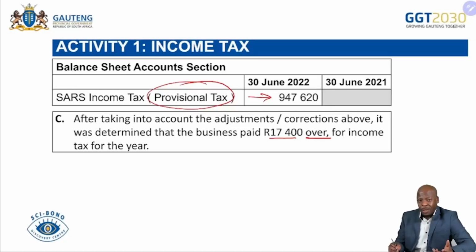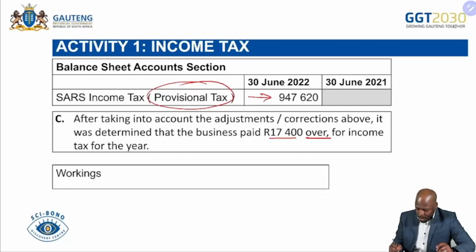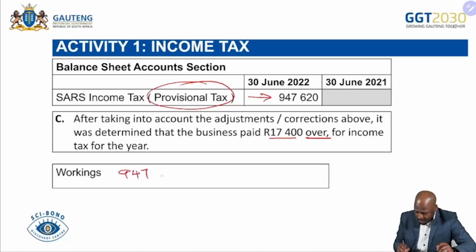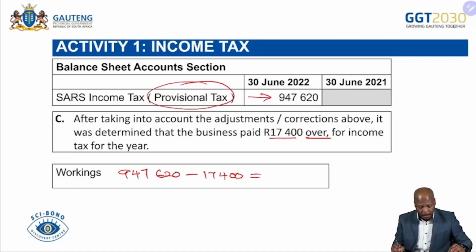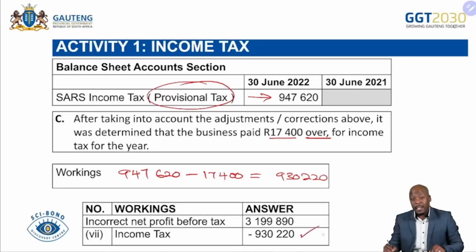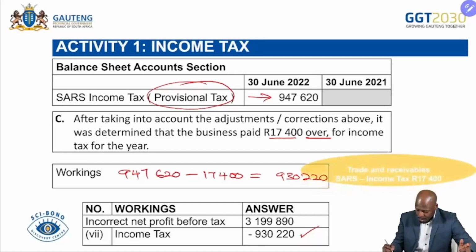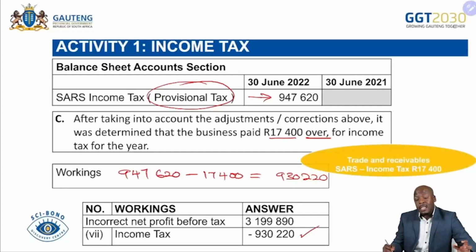That should tell us it is easy now to get our income tax. Whatever we paid is more by 17,400. Then I should say 947,620 minus 17,400. That should give me my income tax, which is 930,220. Where would I show this income tax? Remember, we are preparing the correct net profit calculation. So here's my income tax, minus 930,220. Remember, income tax must be subtracted. But if I'm going to prepare the statement of financial position, what will I do in that regard? In the statement of financial position, this is income tax that has been paid in advance, over, according to the language of this paper.